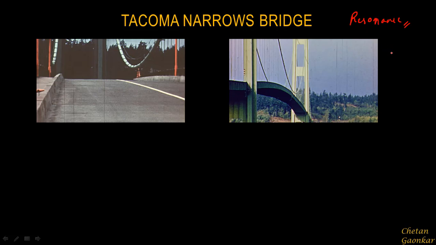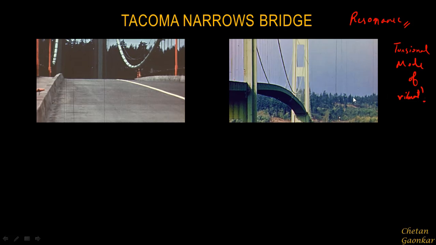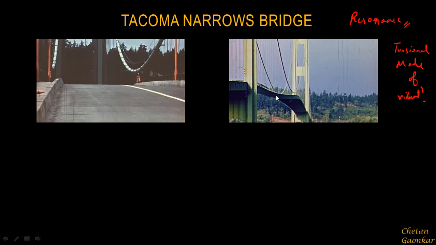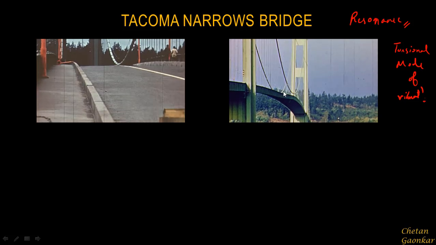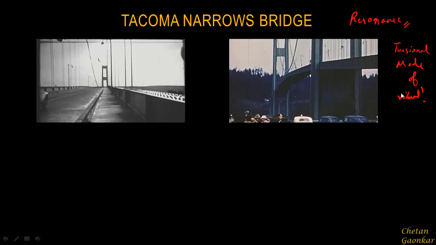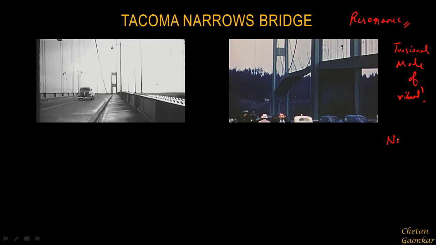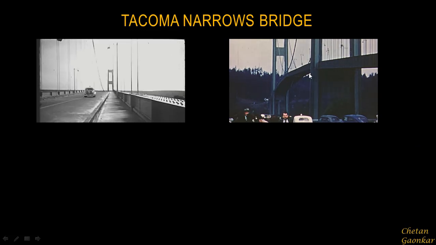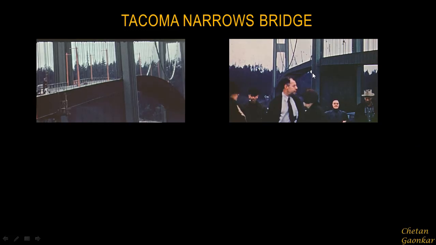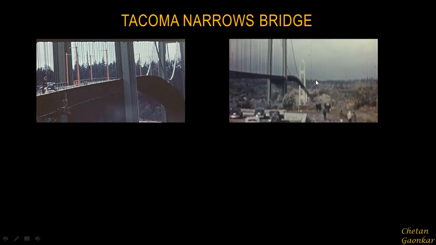And then it started experiencing a torsional mode of vibration. You may observe it here that it is experiencing a torsional mode, right? It is getting twisted about its nodal line. So all these words, resonance, torsional mode of vibration, and what we mean by nodal line, we will see in a while. Basically it started experiencing a torsional mode because of the wind.